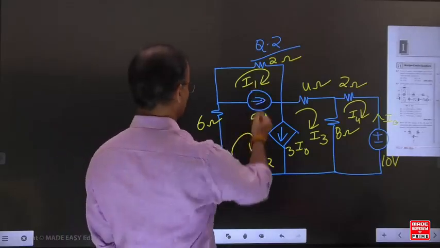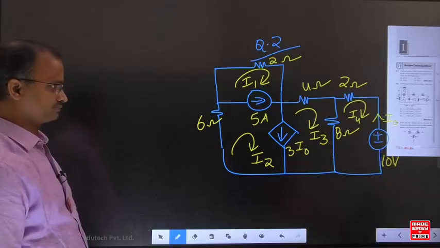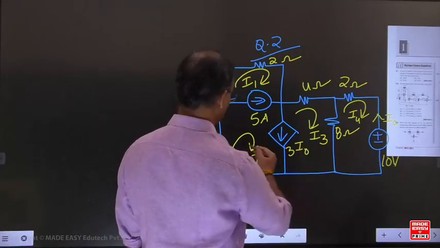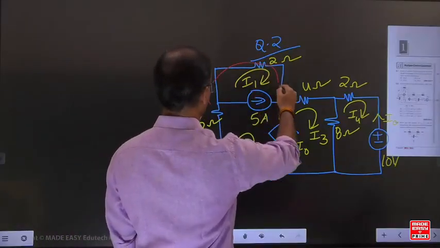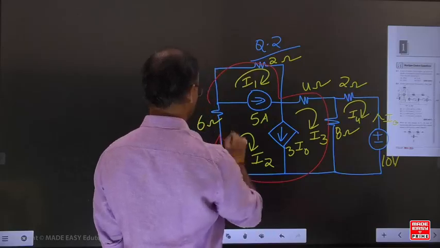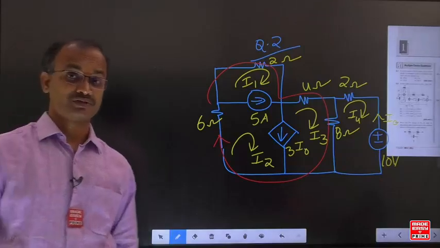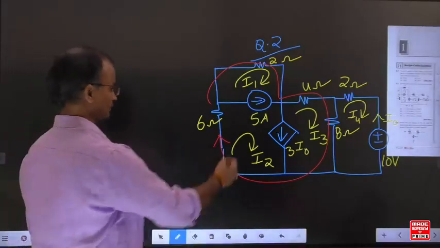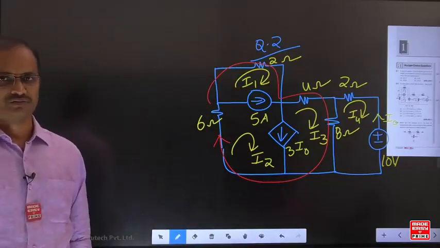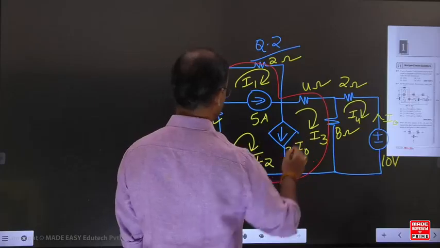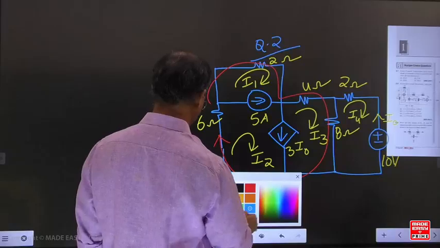The current source branch is common for mesh 1 and mesh 2, so we go for the super mesh technique. Now the current source branch is common for mesh 2 and mesh 3, so again we go for the super mesh technique. Can you write a combined equation for mesh 1, mesh 2, mesh 3? How many super meshes are there in this example? 2 super meshes: one for 1 and 2, and one more for 2 and 3. Then we should write the equation combined for mesh 1, mesh 2, mesh 3, excluding current sources. Now we will write the equations.